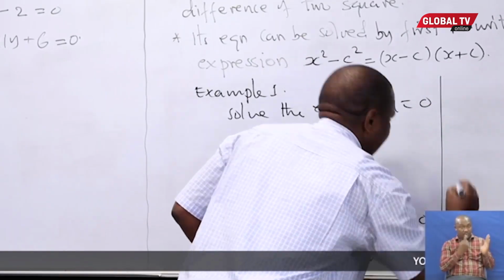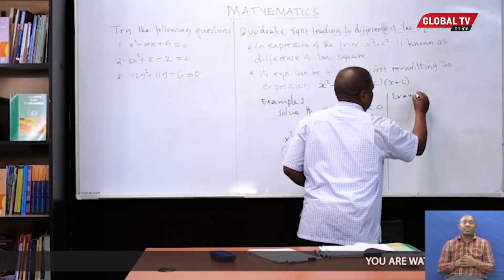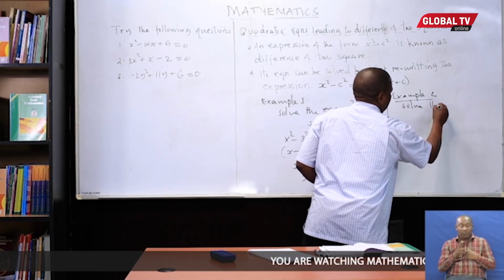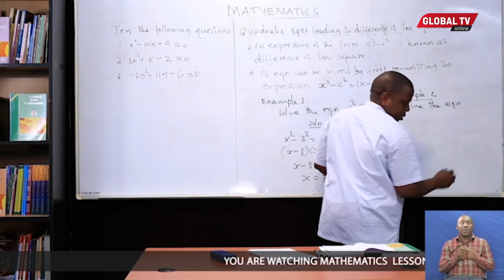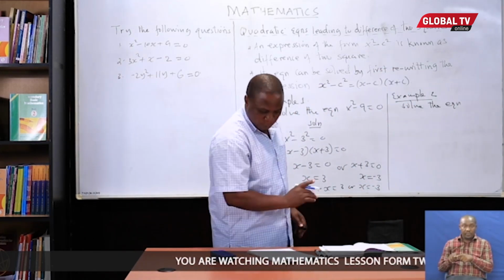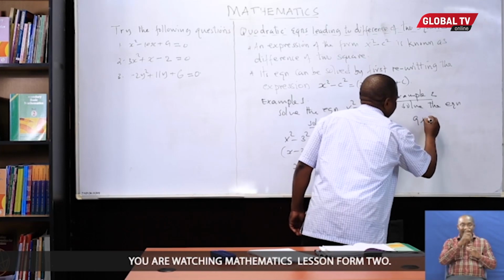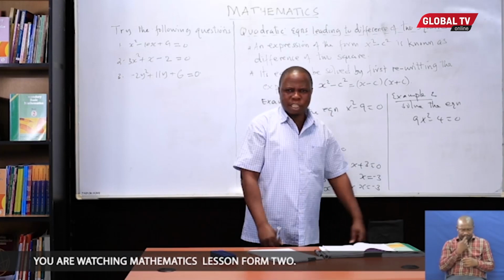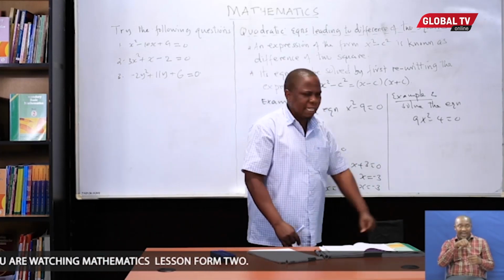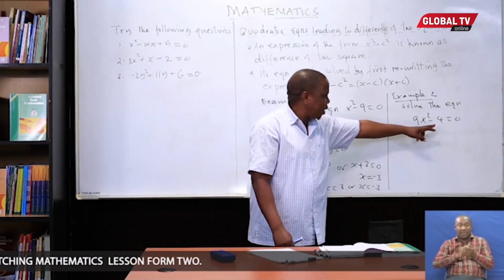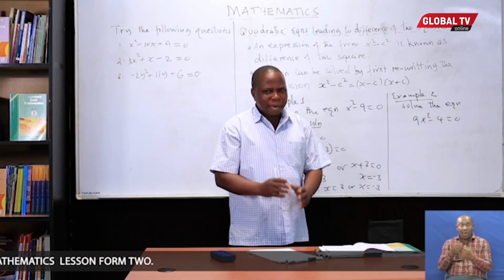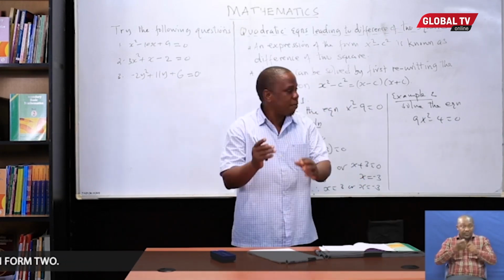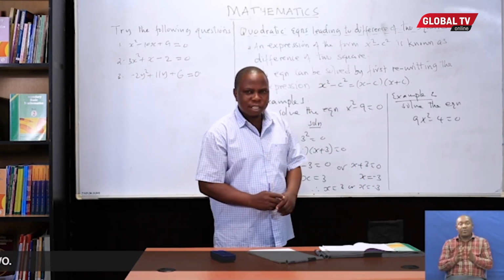Example 2. Solve the equation 9x squared minus 4 is equal to 0. The question you have to ask yourself: this is a quadratic equation, it cannot involve splitting the middle term, it cannot involve the one with no constant. But can I write this expression in the form of x squared minus c squared?